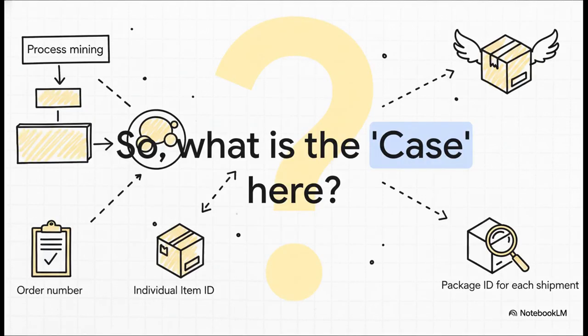So, I'm asking you, what is the case we should be following here? Is it the order ID for the whole purchase? Is it the individual item IDs for the book, batteries, and mug?